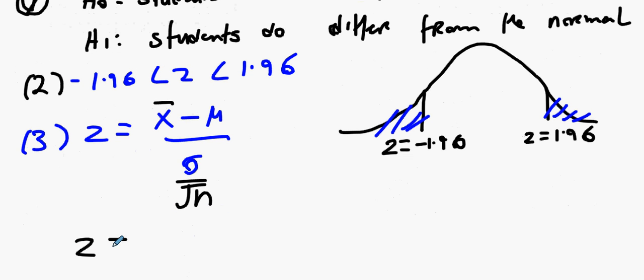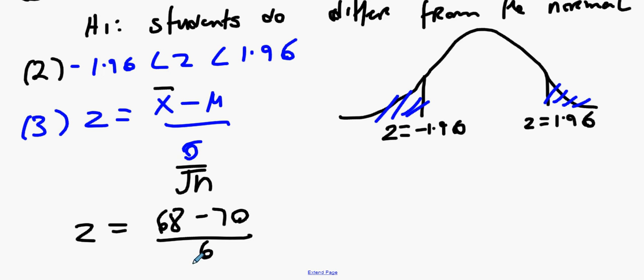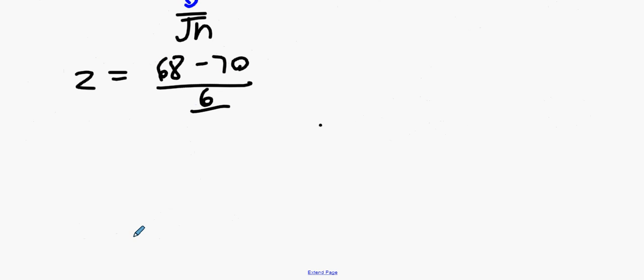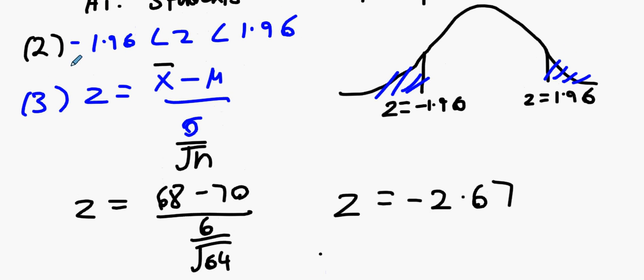Okay, nextly, Z equals, what's our mean? 68. Their mean, or population mean 70. Population standard deviation? 6. And how many people did we interview? 64. Okay. This results in a z-score of minus 2.67. What do we think about that z-score? Are we accepting H0 or H1? Is it in between this? No.